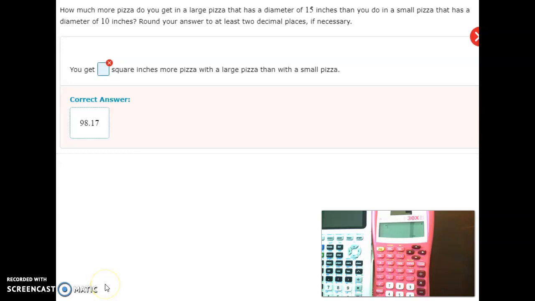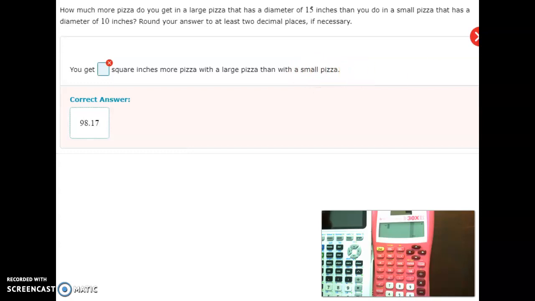So this problem asks us, how much more pizza do you get in a large pizza that has a diameter of 15 inches than you do in a small pizza that has a diameter of 10 inches? Round your answer to 2 decimal places if necessary. You get blank square inches more pizza with a large pizza than a small pizza.